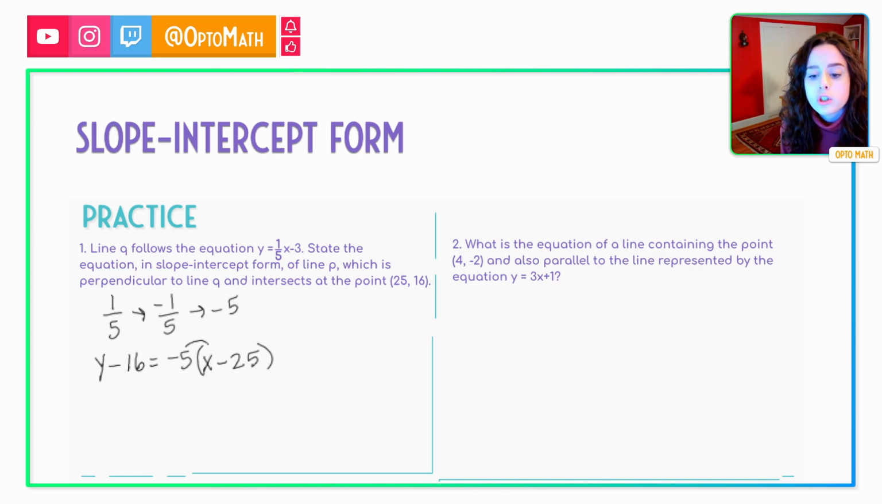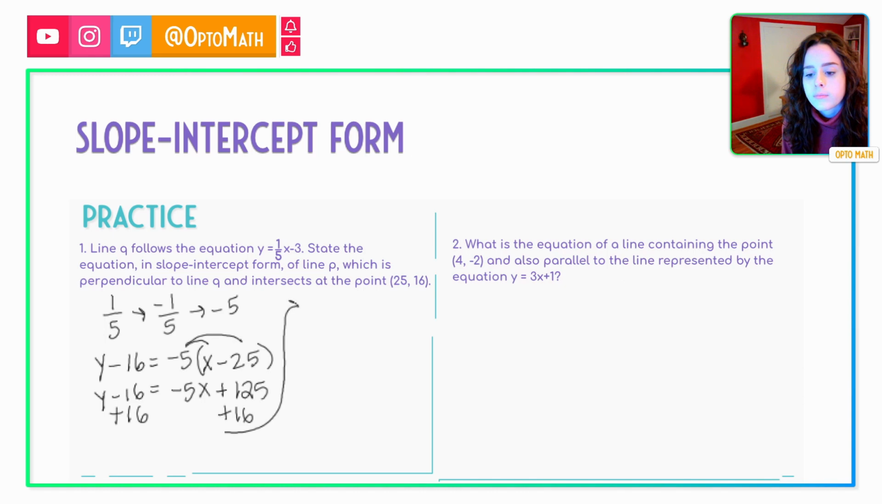We are going to distribute our slope. So that's going to be negative 5x plus 125, because it's going to be negative 5 times a negative 25. So that's how we got our plus. And that equals the y minus 16. And now we want to add 16 to both sides to get our y by itself. So let's finish up here.